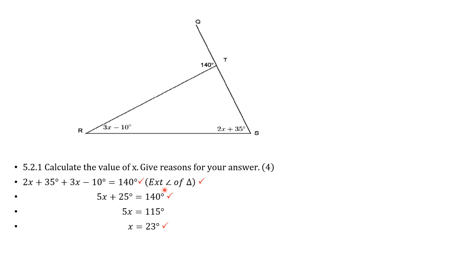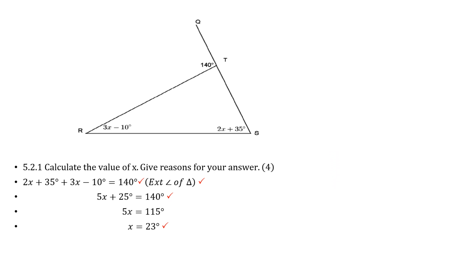If I take plus 25 over, it becomes minus 25. So 140 minus 25 gives me 115 degrees. And from there, 115 divided by 5 would give me x equal 23 degrees. So 1 mark there for the correct statement, adding the two correct angles equal to 140. Second mark for stating it's exterior angle of a triangle. Here for simplification. And 1 mark for the final answer.